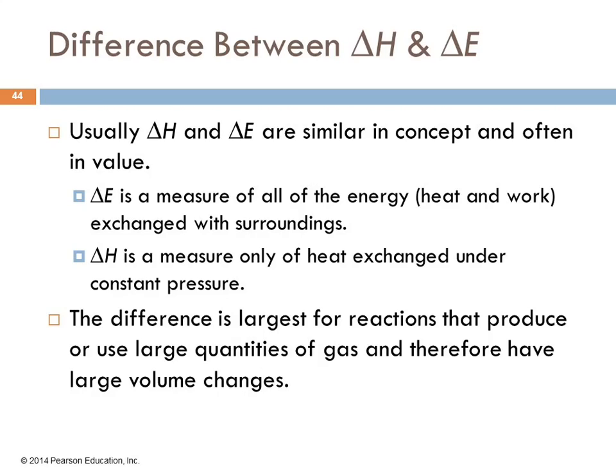The difference is largest when you have reactions that produce or use large quantities of gas, and therefore there's a large volume change. If the volume change is big, then delta H and delta E are going to be more different. When the volume change is very small, the difference doesn't matter much at all.